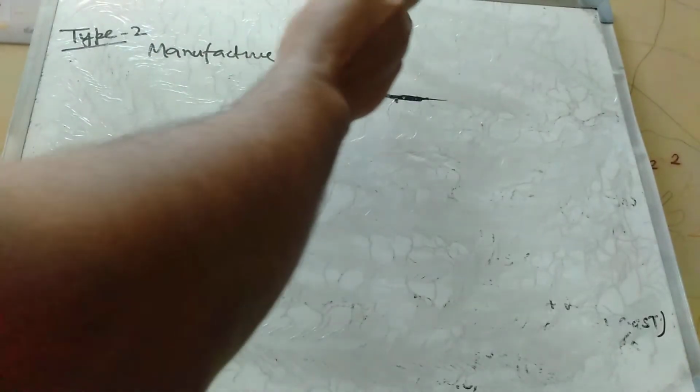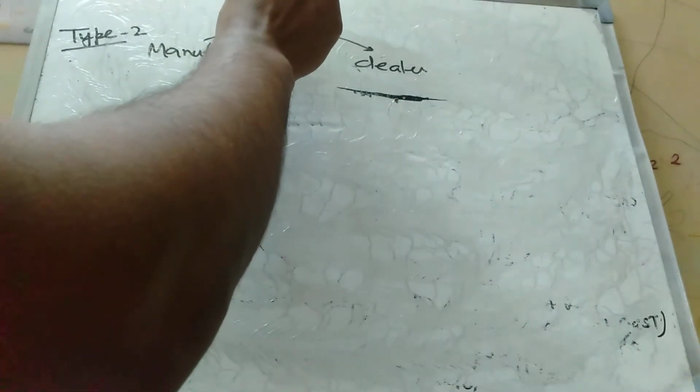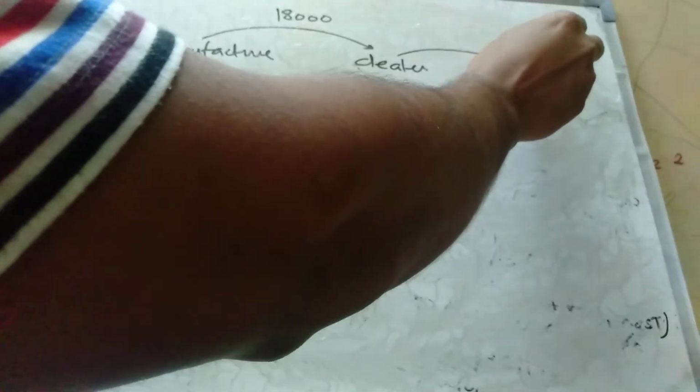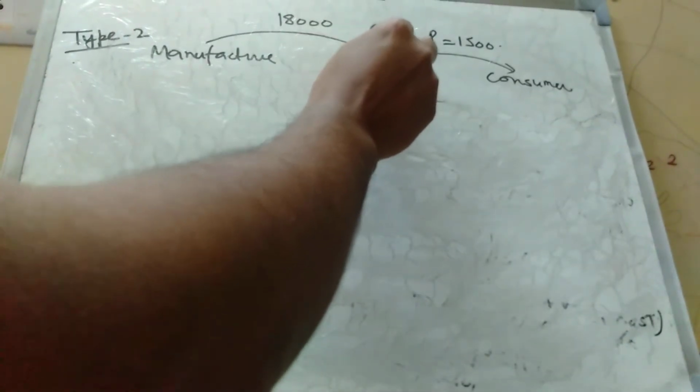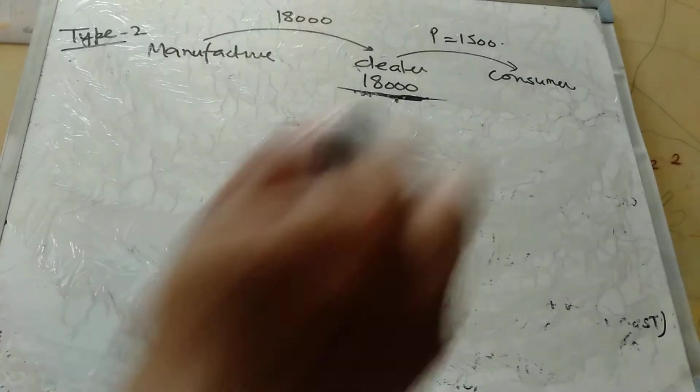So the question is: a manufacturer sells an article to a dealer for rupees 18,000, and the dealer sells it to a consumer at a profit of 1500. Means the dealer is purchasing at rupees 18,000 and selling at rupees 19,500.